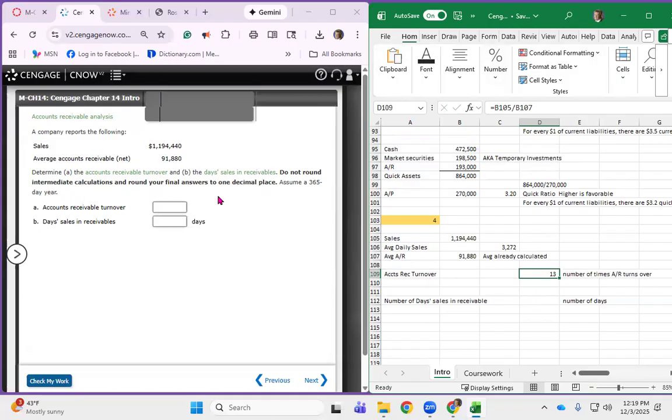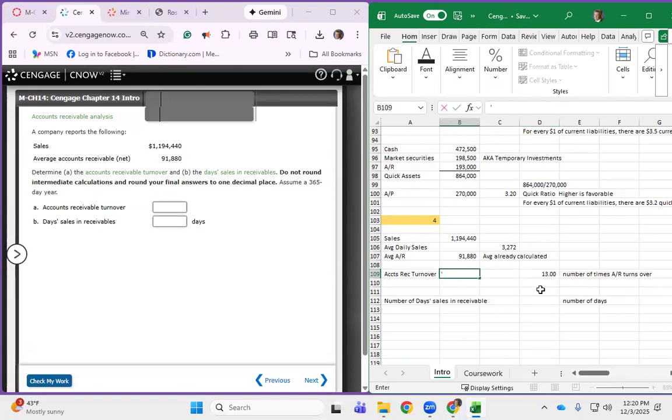And do not round. Round your final answers to one decimal place. So I'm going to change this to a couple more decimals just in case. Okay. And I'm going to put beside it how I got this number. How did I get it?